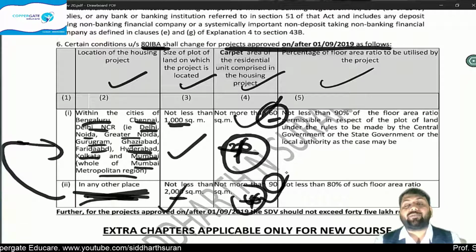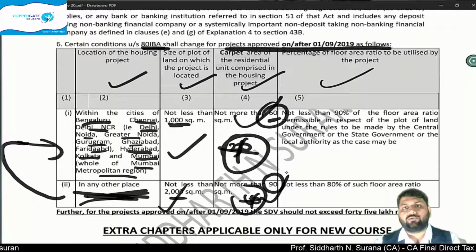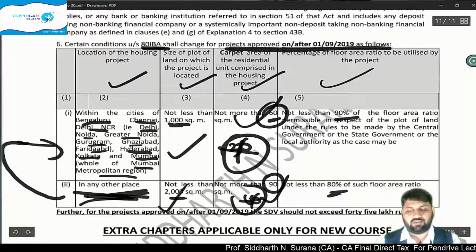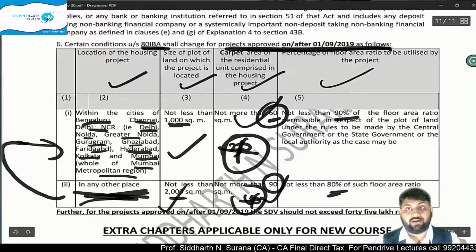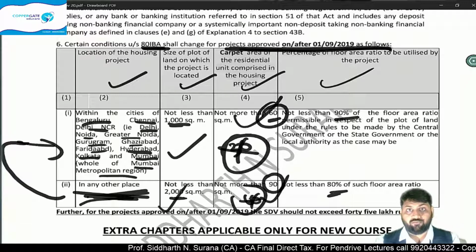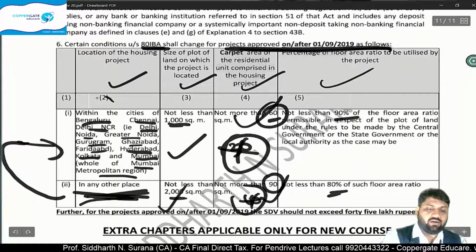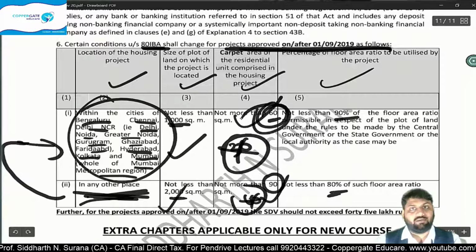That means carpet area of the house in metro cities, and metro cities definition also is changing. Carpet area of the house in metro city can be up to 60 square meter now, and in non-metro city can be up to 90 square meter now. This has not changed. This is still 90% and 80% construction area. But any project approved on or after 1st September 19. So please understand, if the project is already approved, these amendments are not applicable. Now if a new project is being approved, the definition of metro city has changed, and for the size of the house we are increasing the maximum limit.